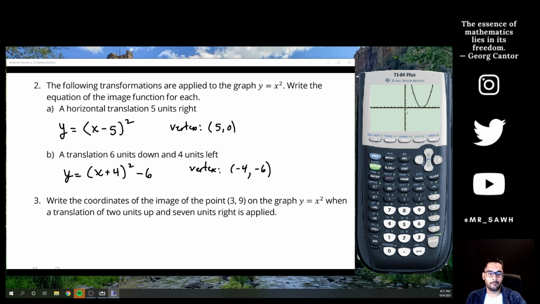Last one here, number 3: what are the coordinates of the image of the point (3, 9) on the graph y equals x squared when a translation of 2 up, 7 right is applied?